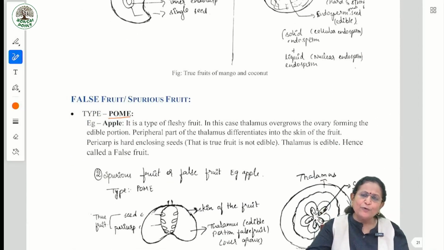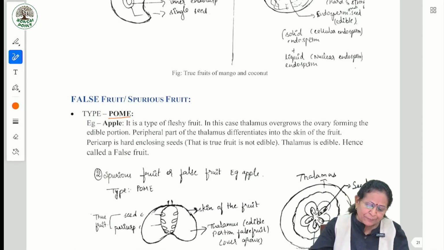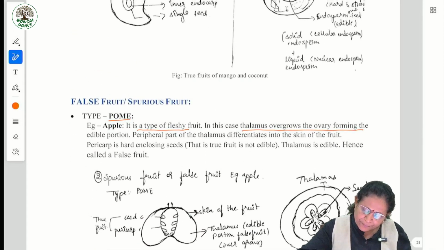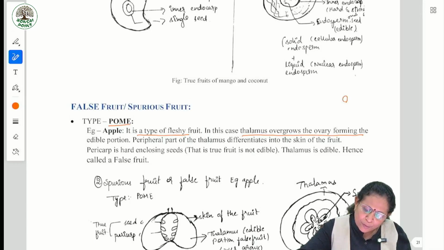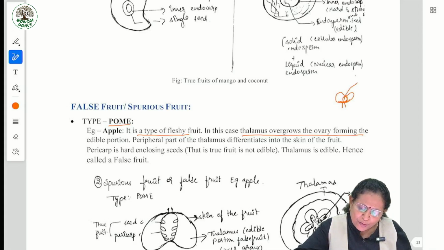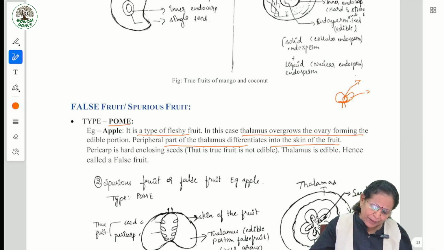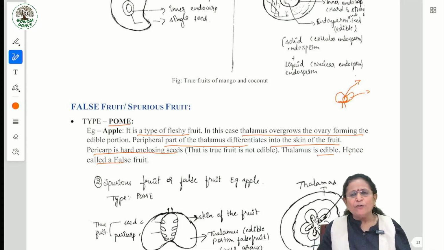Passing on to the false fruit, we have an example, pome, for example apple. It is a type of fleshy fruit. In this case, the thalamus overgrows the ovary. See, if this is the ovary, this is the thalamus. The thalamus overgrows the ovary, so thereby we say the thalamus is developing into fruit. This true fruit is thrown and the false fruit is eaten. The peripheral part of the thalamus differentiates into the skin of the fruit. The pericarp is hard, enclosing seeds. The thalamus is edible, hence called false fruit.